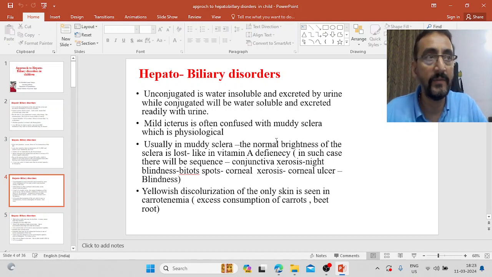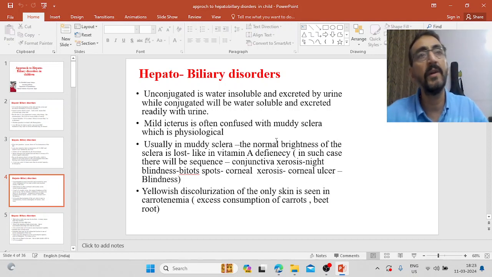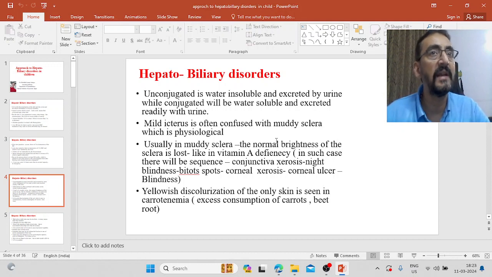Initially there is dryness of the conjunctiva, then conjunctival xerosis, then night blindness, then formation of Bitot's spots, then corneal xerosis, then corneal ulcer, and then blindness. So these are the different steps of how a vitamin A deficiency proceeds. Vitamin A deficiency is not one single aspect; it contains these steps, one by one, slowly proceeding. Such a progression will be seen if the dull sclera is because of vitamin A deficiency.